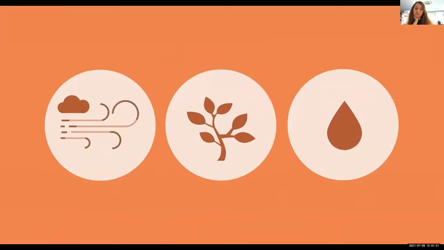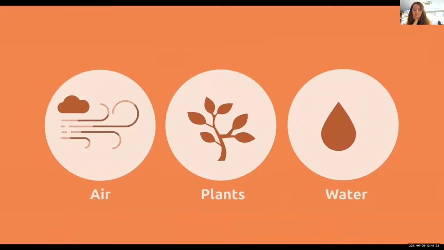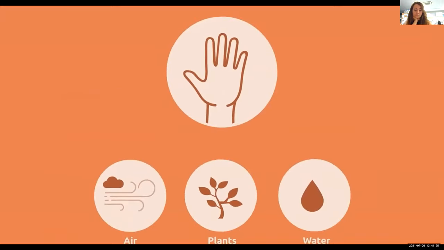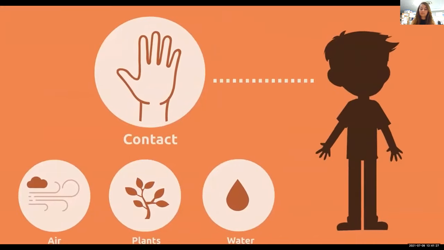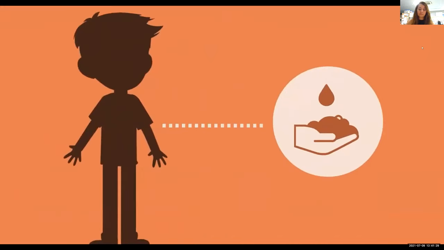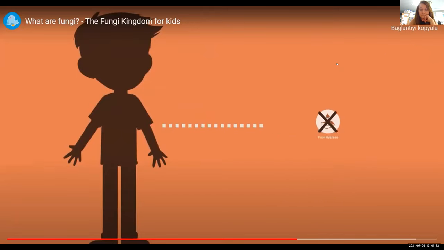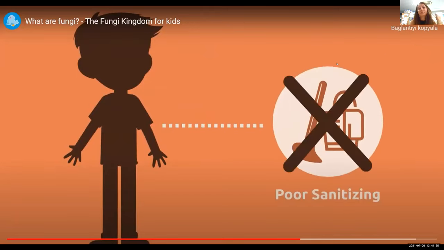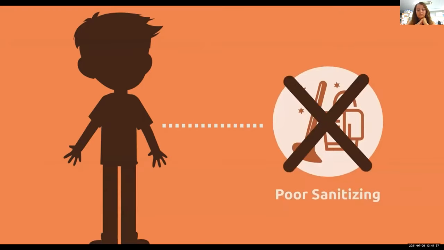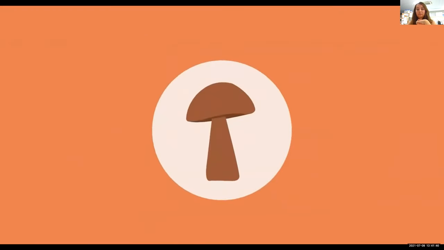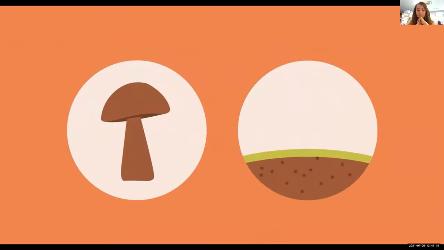Fungi can be found in the air, plants, or in water, and they are mainly transmitted through contact. Poor hygiene or poor sanitizing may be the reason why people get infected by fungi. In nature, mushrooms produce spores that travel in the air until they reach a place where they can germinate.